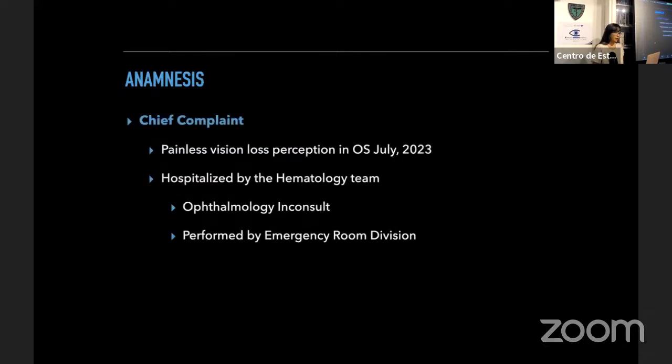So he came to the hematology team complaining of a painless vision loss in the left eye in July 2023. Then he was hospitalized with the hematology team to investigate this vision loss. And they asked for an ophthalmology consult, which was performed by the emergency room division.